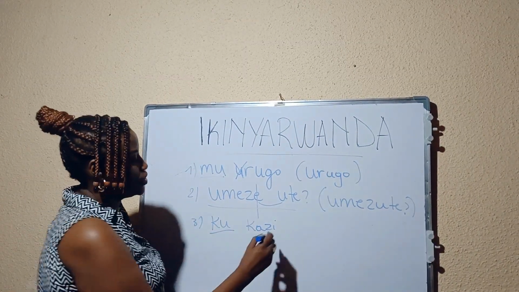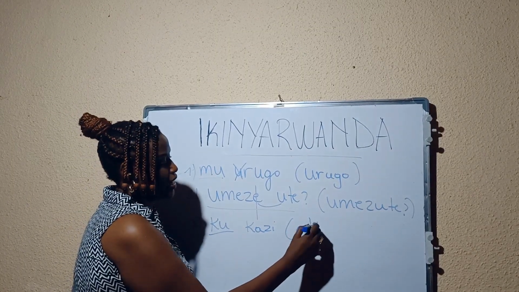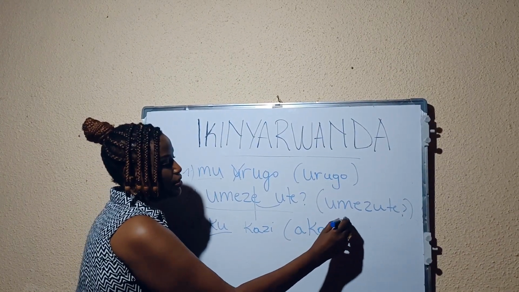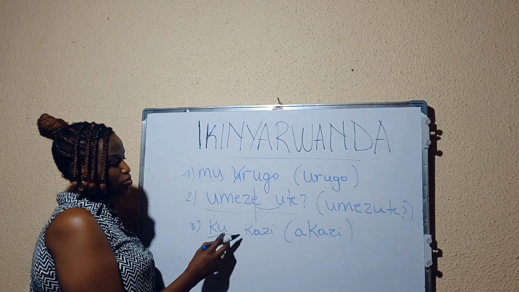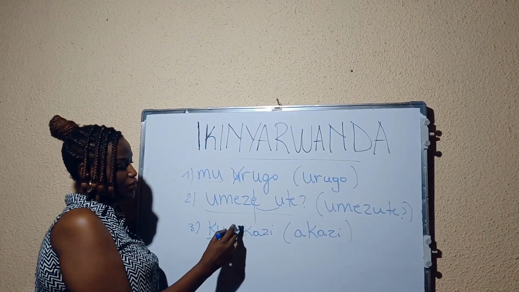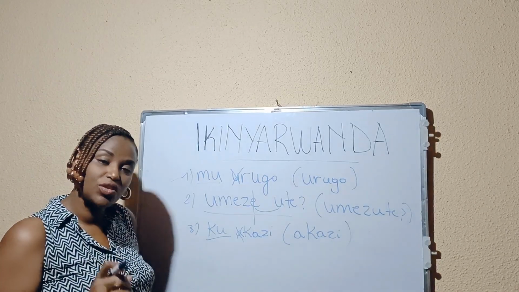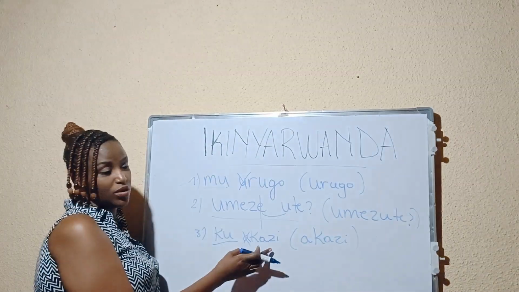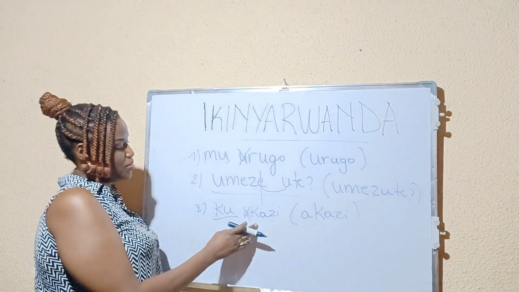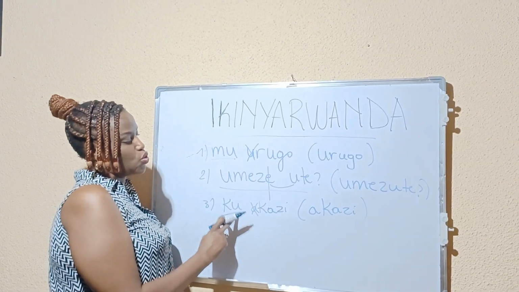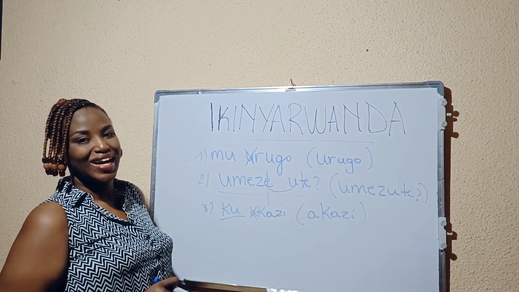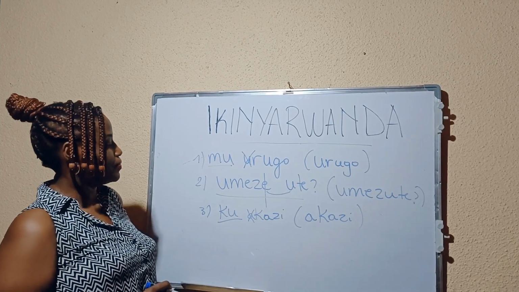Kukazi, at work. The word is akazi. But when you write, you don't put the A here. So there's an A that is dropped. In writing, you don't even put it there. It means the word will lose a vowel in the beginning. So then it becomes kukazi. Kukazi, that's how you pronounce it.